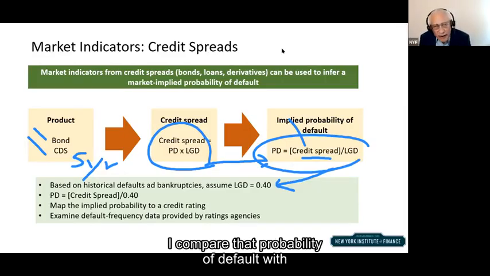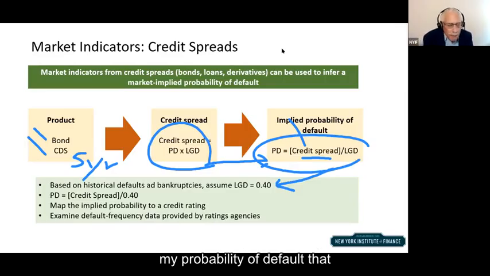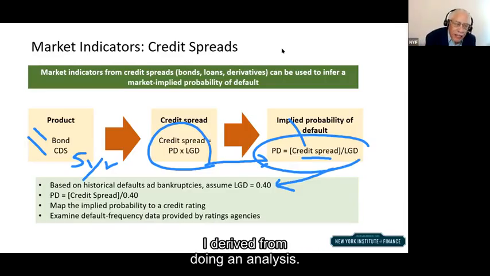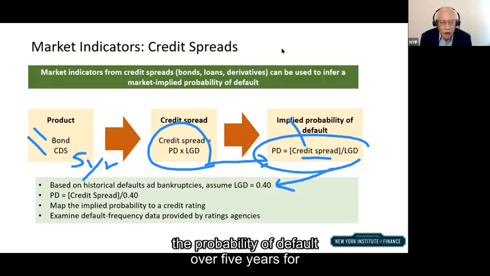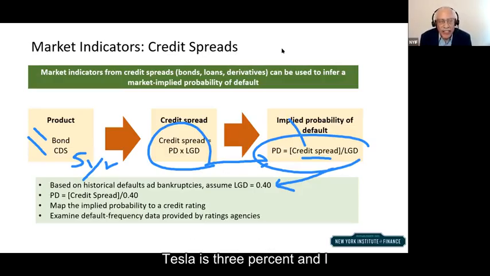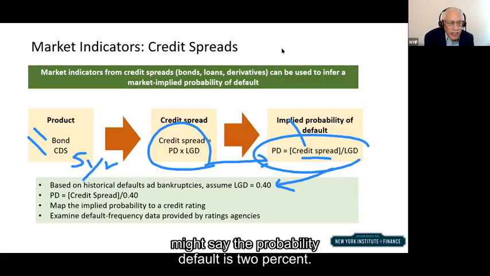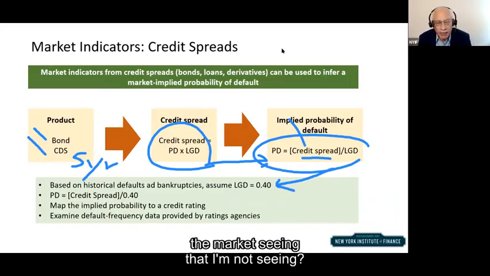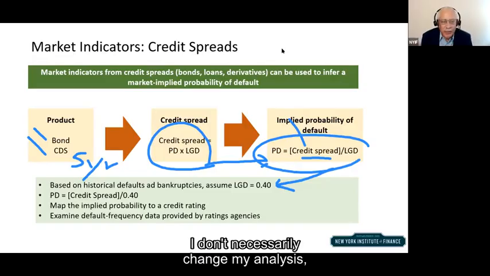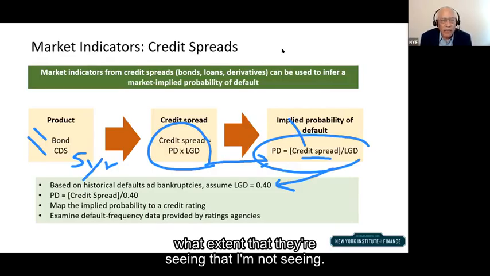And so I compare that probability of default with my probability of default that I derived from doing an analysis. The market might say that the probability of default over 5 years for Tesla is 3%. And I might say the probability of default is 2%. So I might wonder, what is the market seeing that I am not seeing? I don't necessarily change my analysis. I'm just going to try to investigate to what extent they're seeing something that I'm not seeing.